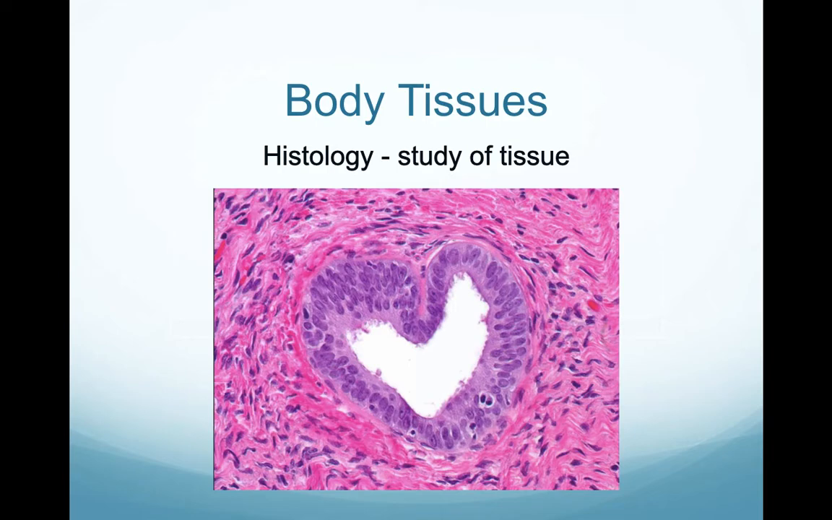This is what doctors do when they take a biopsy or a little piece of a tumor or something like that to determine if it's cancerous or spreading or those kinds of things. I like this picture just because it's kind of funny and cute that you've got a heart out of your tissues, and you can see there's two tissue types in this picture.